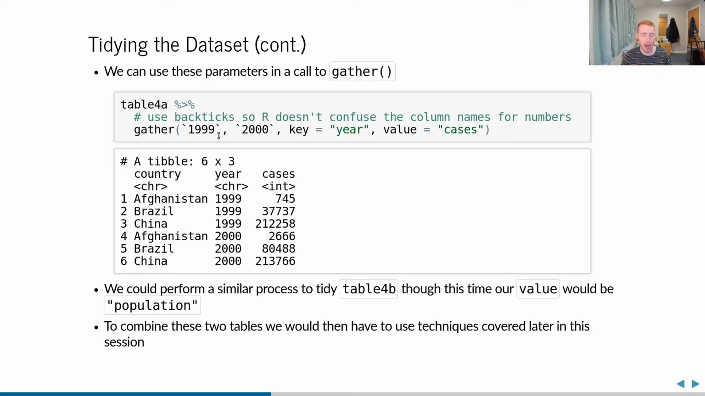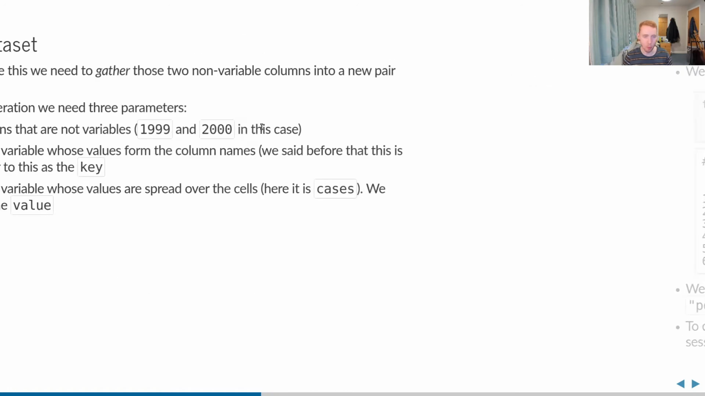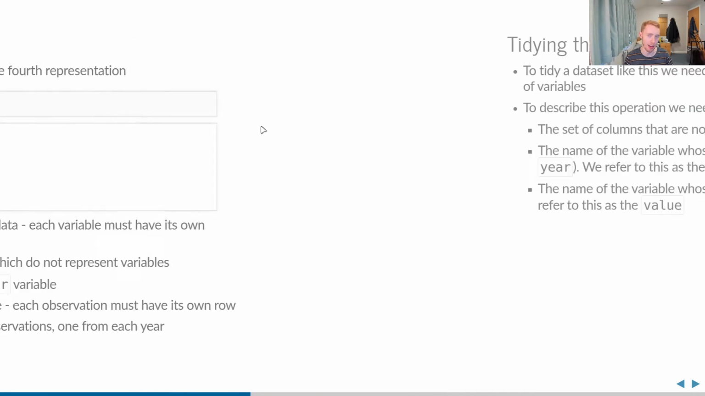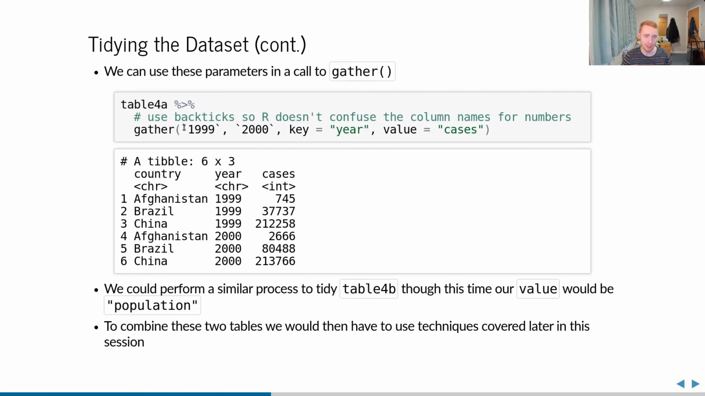If these columns had text names, so names made of letters, then we wouldn't need the backticks. We need these because by default, when we use a number in a lot of Tidyverse functions, R will interpret these as the 1999th column and the 2000th column. It's going to give us an error when we only have 3 columns in the dataset. Instead, we use backticks to say, no, we really mean a column name here. Those are the ones we want to gather together.